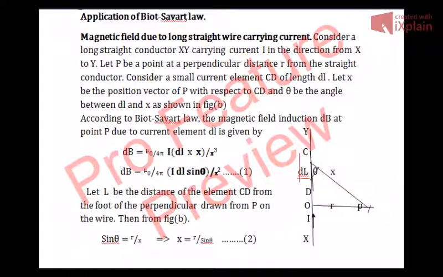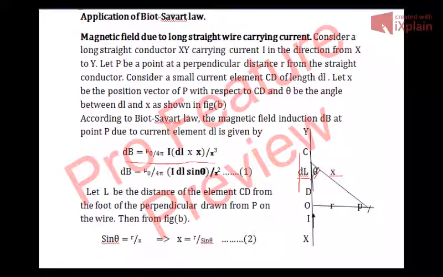Let x be the position vector of point P with respect to CD, as you can see from the figure, and theta be the angle between dl and x. Now, according to Biot-Savart law, the magnetic field dB at point P due to current element dl is given in vector form by dB is equal to mu naught upon 4 pi, I dl cross x by x cube.